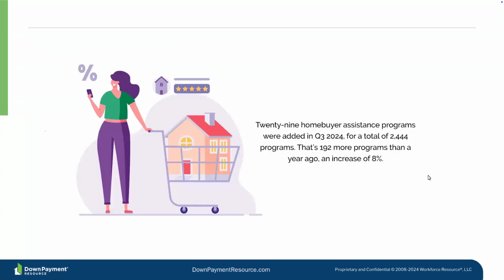In fact, our recent quarter 3 2024 homeownership program index report showed an 8% year-over-year increase in the available programs, raising the total number of programs offered to roughly over 2,400. More programs are coming to markets all over the country, which continue to offer you more opportunities to help new buyers.